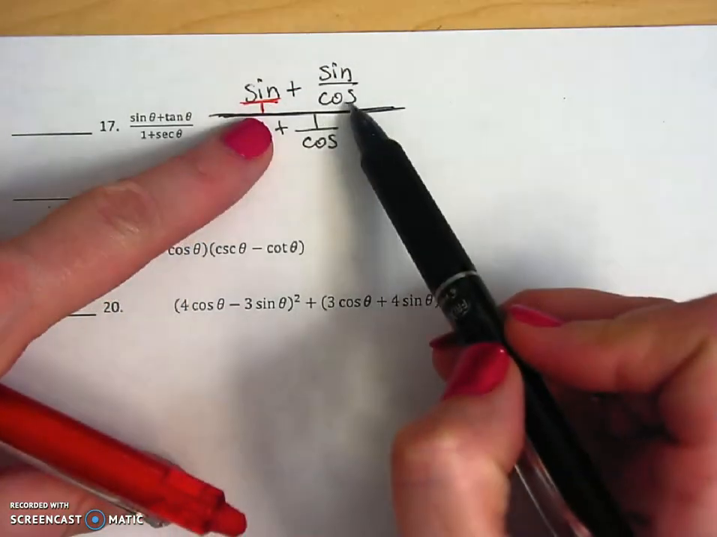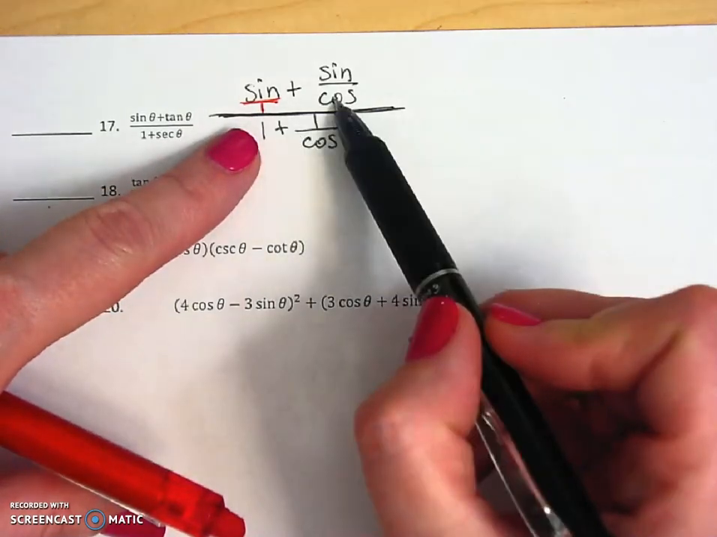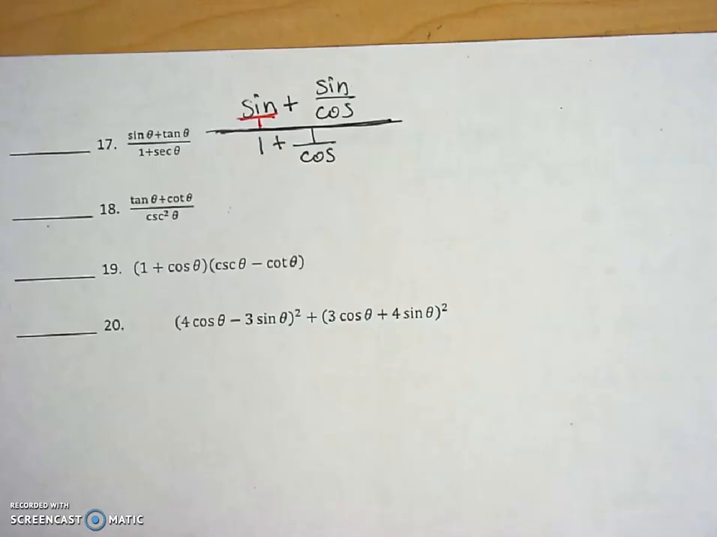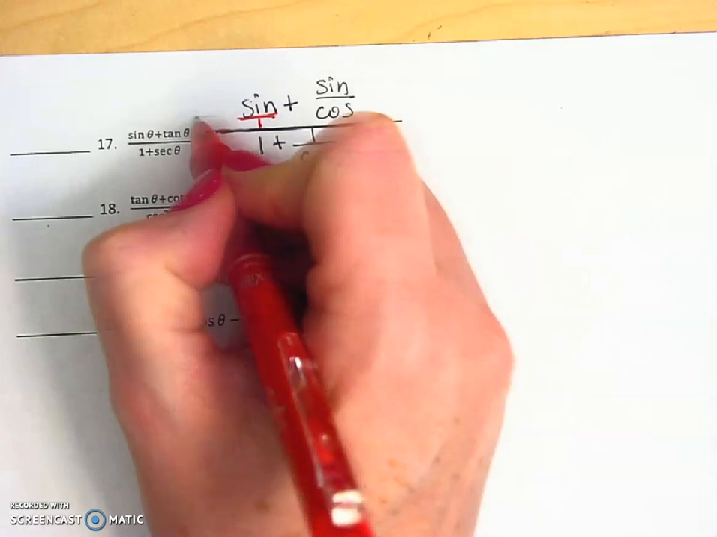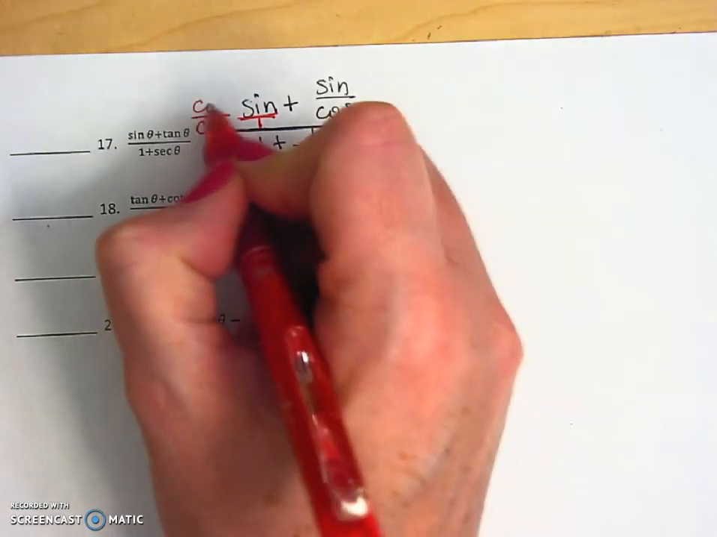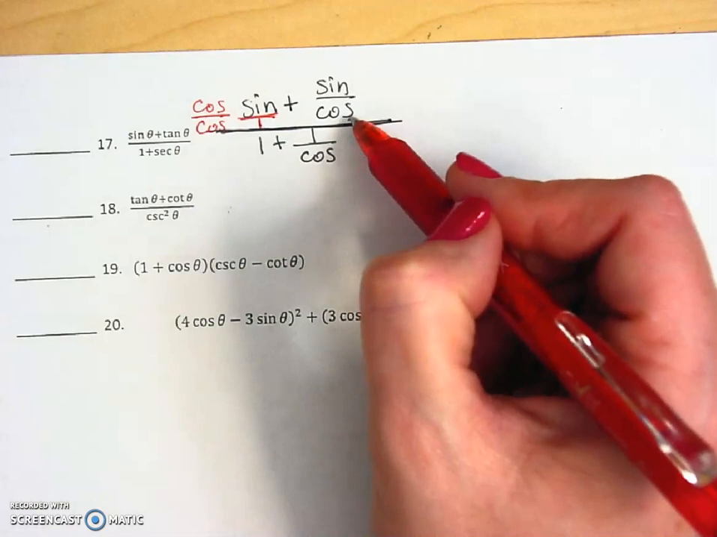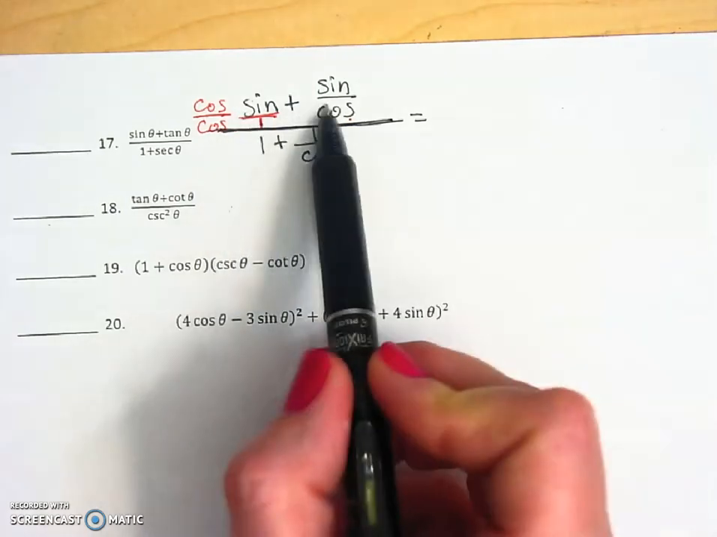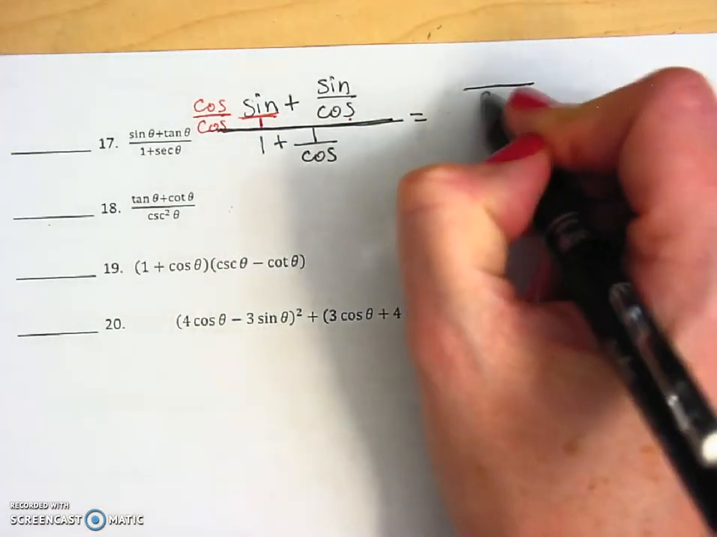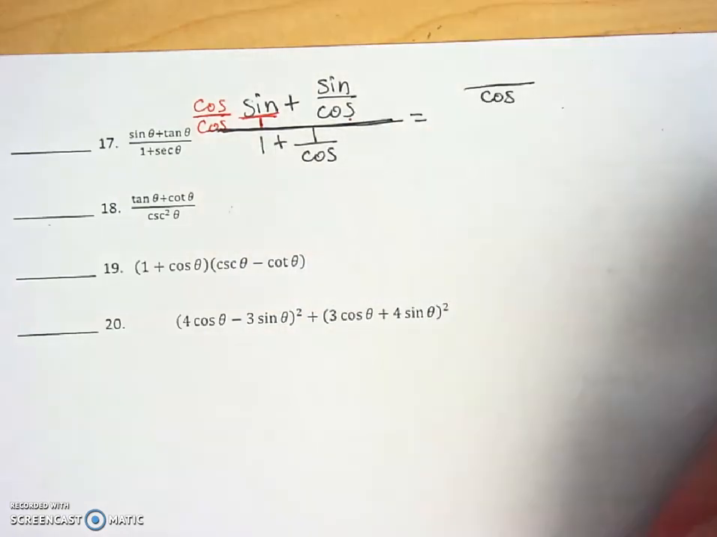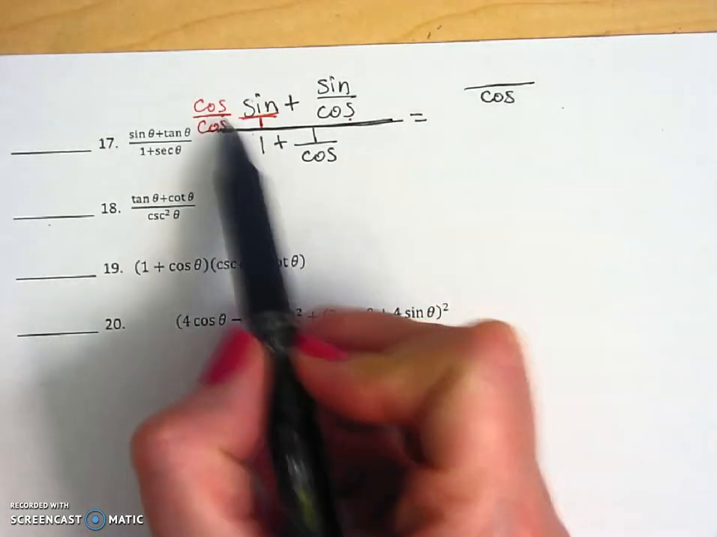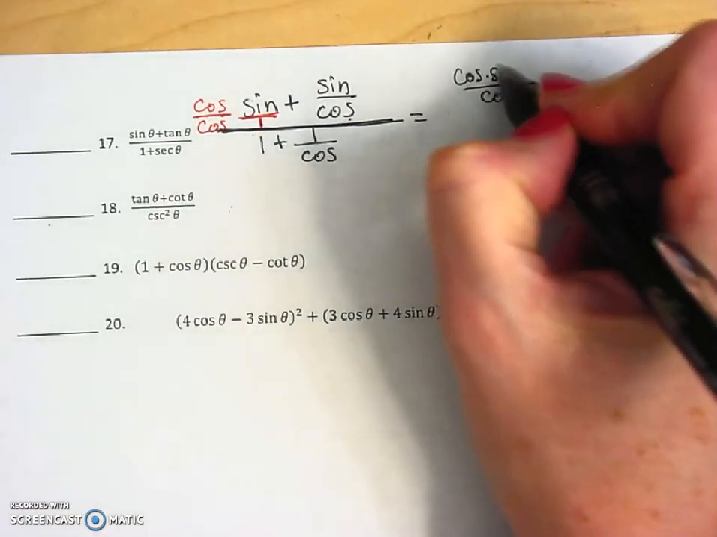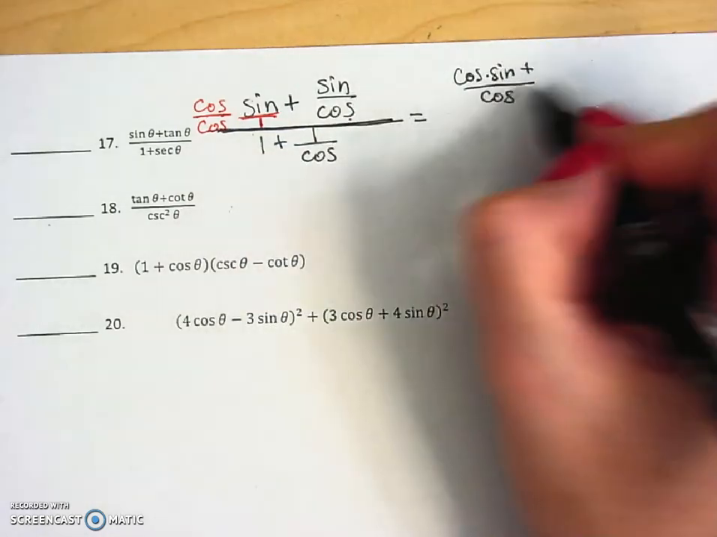So making common denominators here, 1 and cosine multiplied together would give me a common denominator of cosine. So to rewrite this first fraction with that denominator, I multiply bottom by cosine and top. The second fraction already has that denominator, so I don't need to rewrite it. So now I'm going to combine these 2 fractions into 1 with the common denominator of cosine. And in this first term, I multiply the numerator as cosine times sine. And then plus the second numerator, which is just sine.